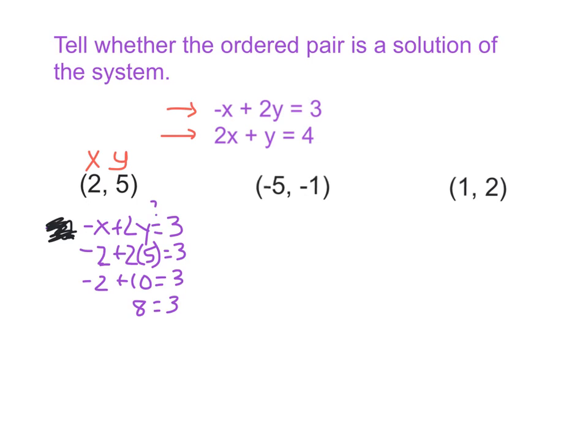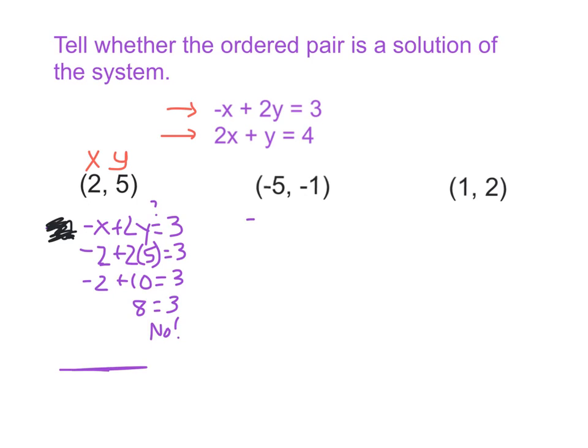Does 8 equal 3? No. All right, 8 does not equal 3. So we know that 2, 5, this point, is not a solution to this equation. Now, if it's not a solution to this equation, it doesn't even matter if it's a solution to the other equation, because it must be a solution to both equations to be a solution to the system of equations. So I'm not even going to take the time to check our other equation, because it doesn't matter. All right, let's try the next one then.